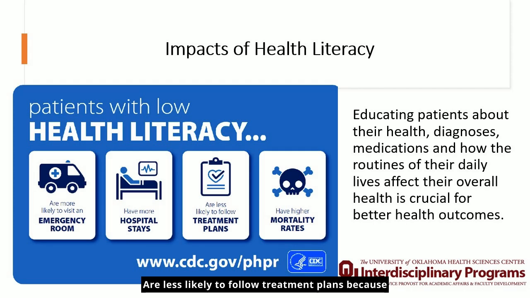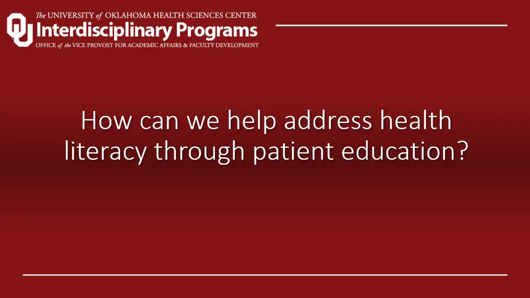They are less likely to follow treatment plans because, again, they don't understand why they matter. And when they go to make decisions between this and that, they don't have good information, and they die more. So they have higher mortality rates simply because they don't truly have the ability to understand and weigh everything to help them make decisions. Okay, next.